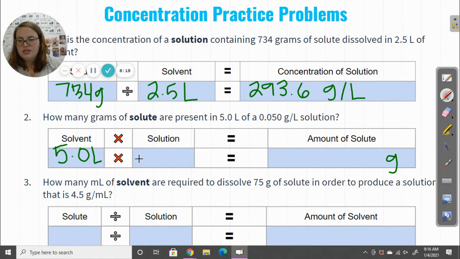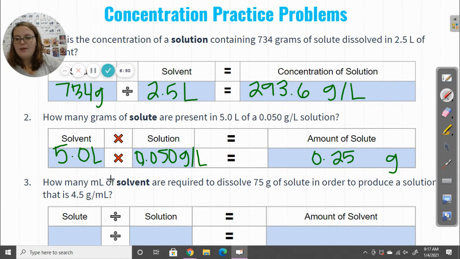My solution, because it says this solution, is 0.050 grams per liter. I'm going to multiply. So 5 times 0.050. So my amount of solute is 0.25.